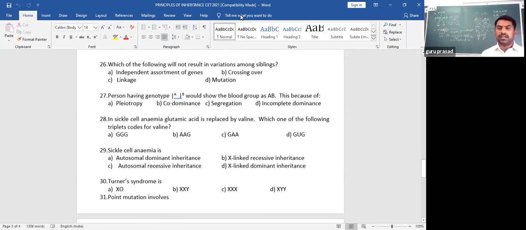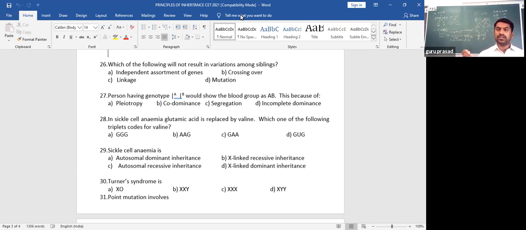Which of the following does not result in variation among siblings? So when there is an independent assortment, which of the following does not result in variation among siblings? When siblings look almost similar to each other, what does not happen, does not result in variation, is given. So that is the independent assortment of genes. Whenever there is independent assortment of genes, as found in pea plants, different offsprings are formed, 4 different types. That means variation has taken place.